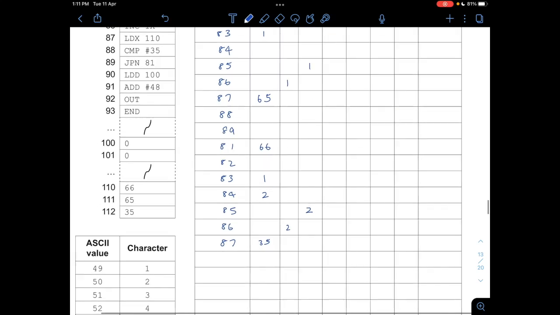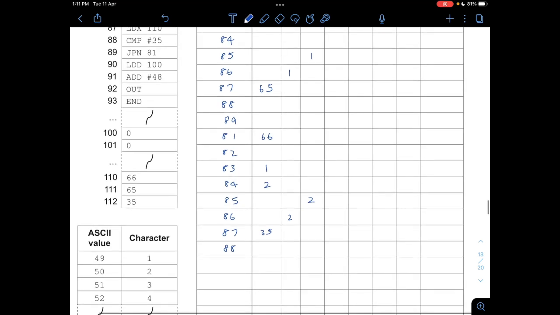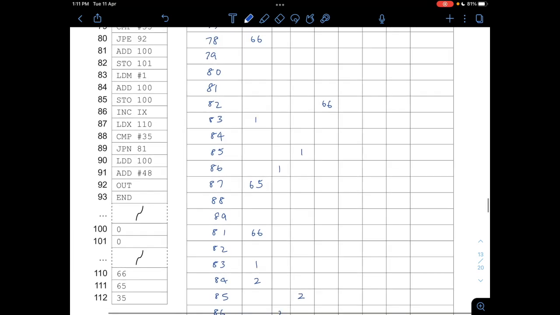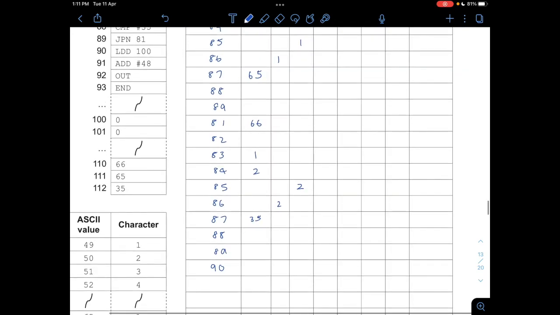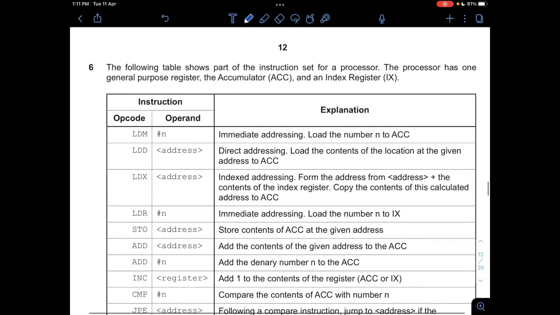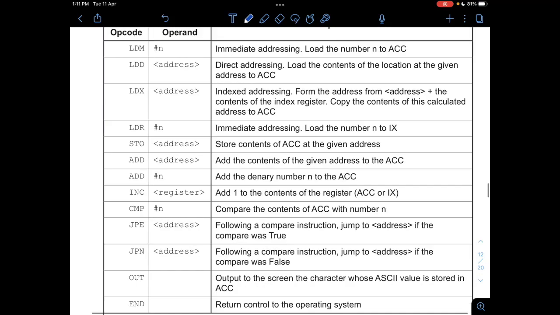And then we're going to compare it with 35, which is true, and because it is true, we just ignore 89 and we move on to 90. 90 is direct, it is LDD 100. LDD is direct addressing: load the contents of the location at the given address.